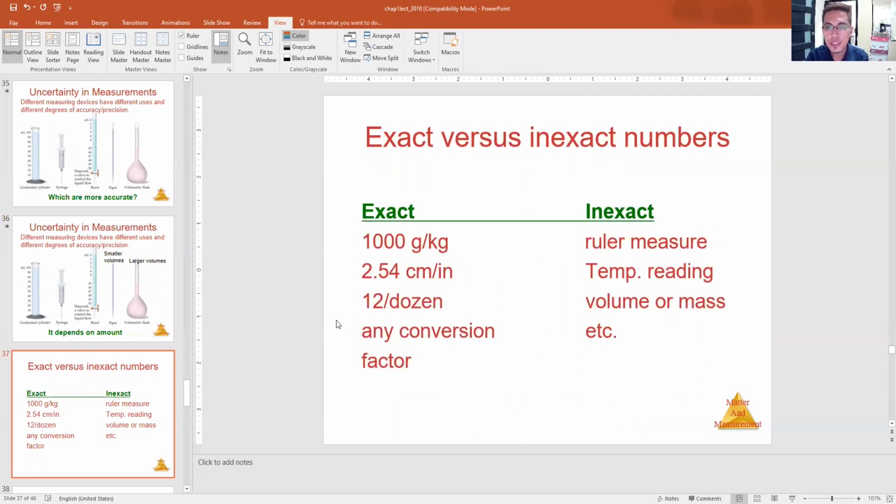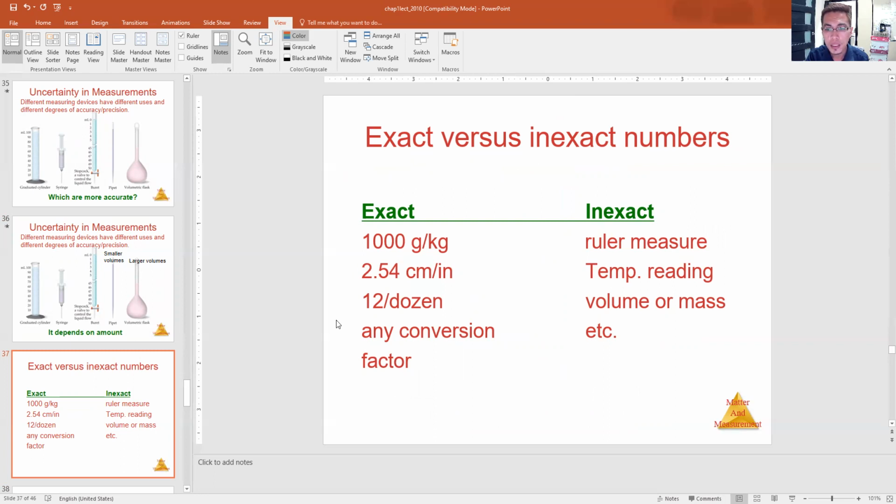So exact versus inexact numbers. For example, 1,000 grams or 1,000 kilograms, a ruler or measure is inexact. So that is wrong.